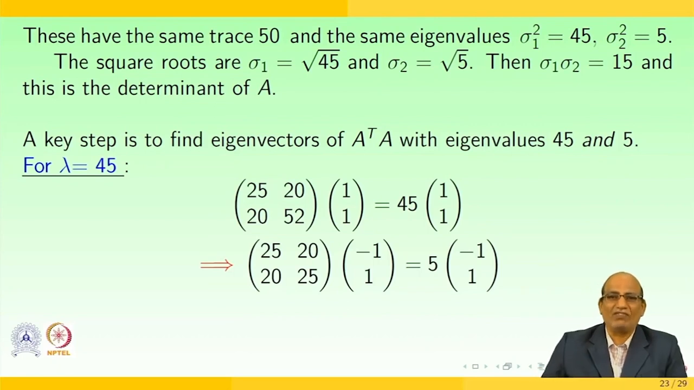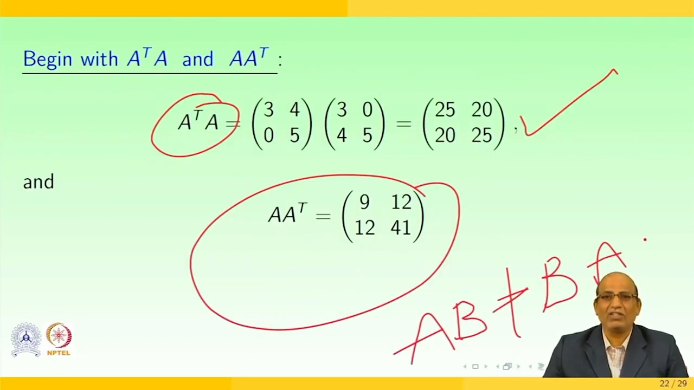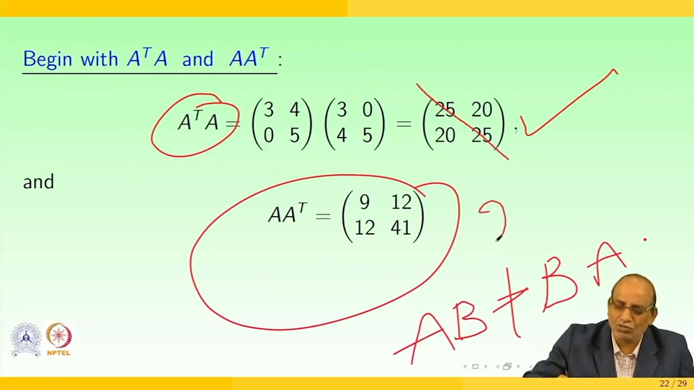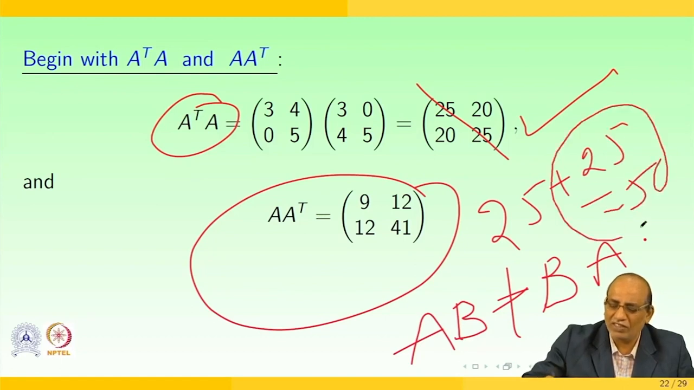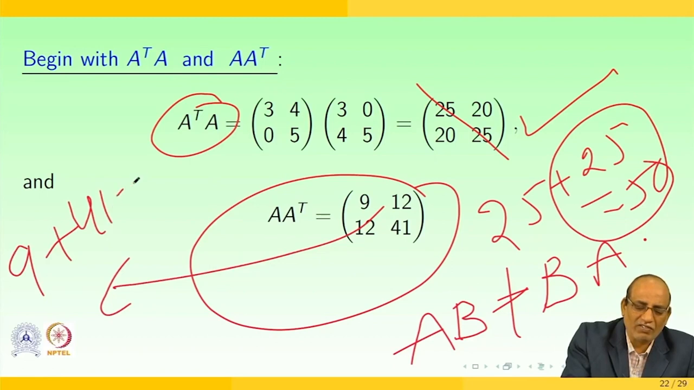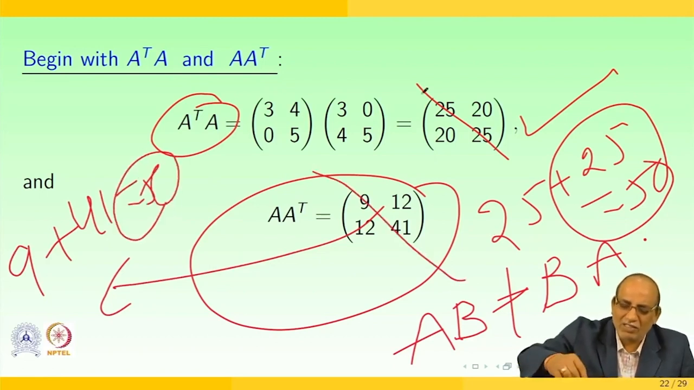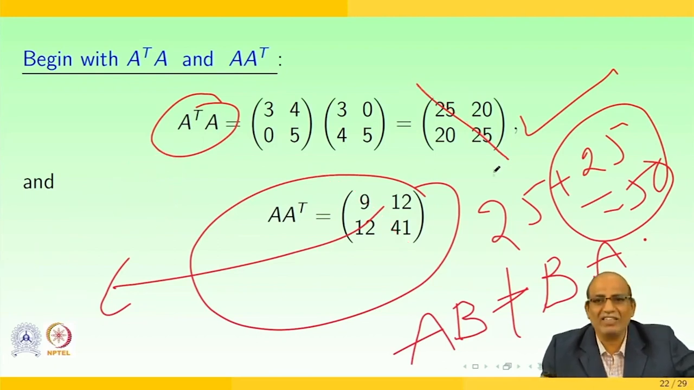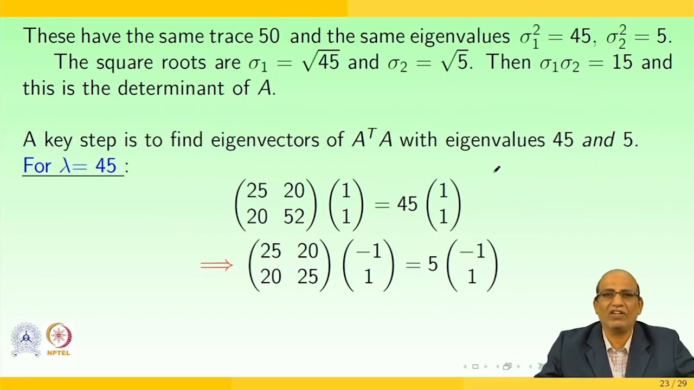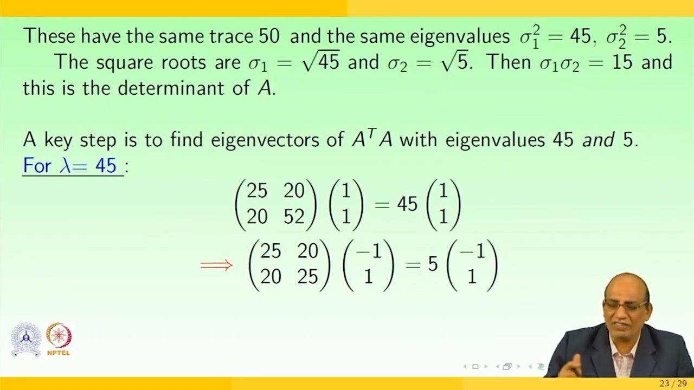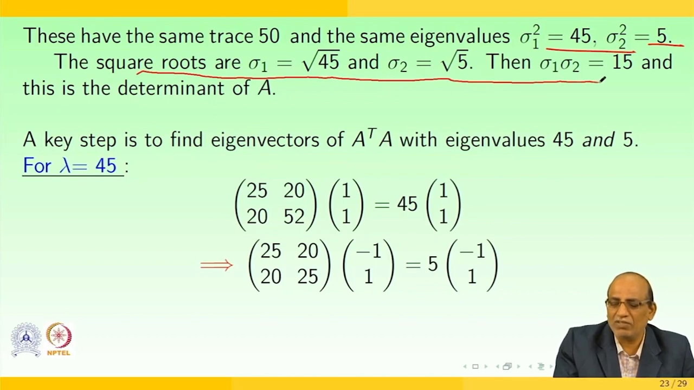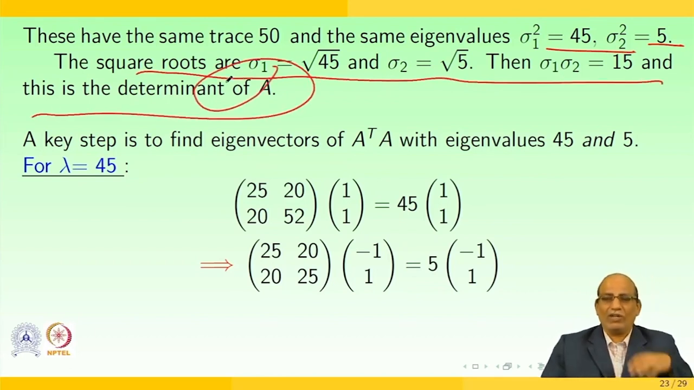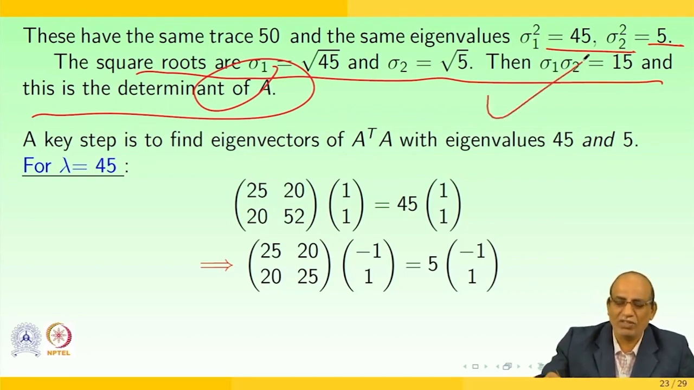These have the same trace 50 and the same eigenvalues. The trace is the sum of the diagonal values: 25 plus 25 is equal to 50 in this case, and 9 plus 41 is equal to 50 in the other. So the trace happens to be the same. These matrices have the same trace 50 and the same eigenvalues: lambda 1 squared is equal to 45, lambda 2 squared is 5. The square roots give sigma 1 and sigma 2, whose product is 15, and this is the determinant of the matrix. As we spoke, the determinant is 15, and the product of the two eigenvalues also happens to be 15.